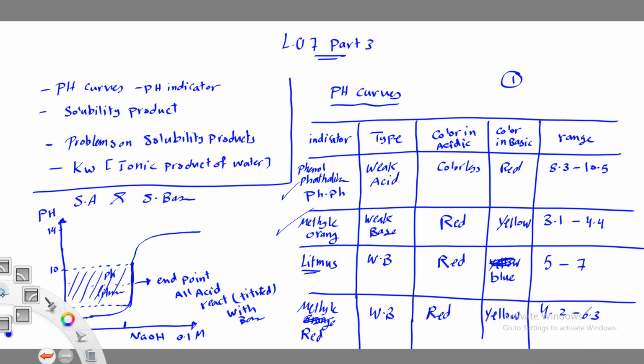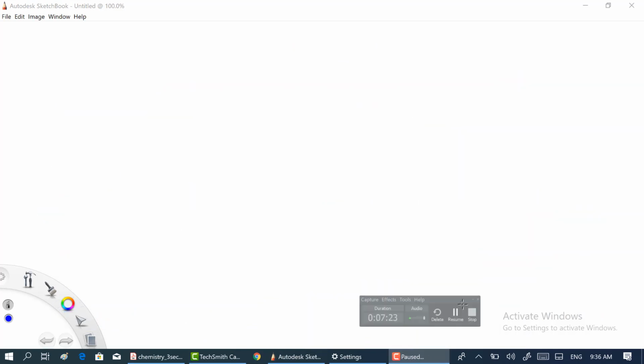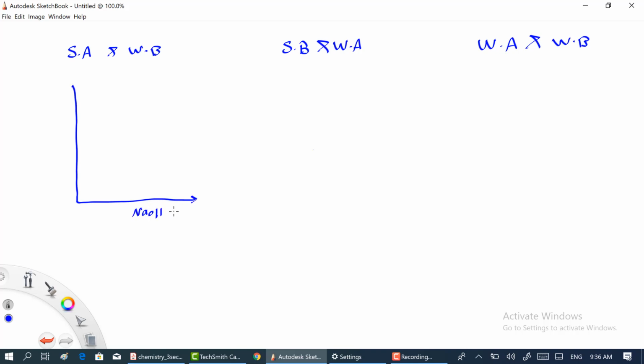Let's talk about what happens if we react or use strong acid with strong base. Now we are going to talk about strong acid with weak base, strong base with weak acid, and weak acid with weak base. Strong acid, NaOH 0.1 molar, the pH value.